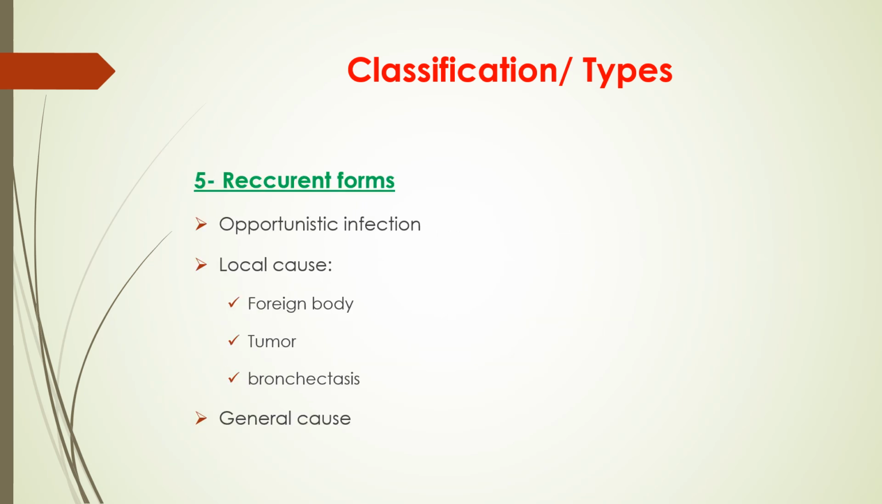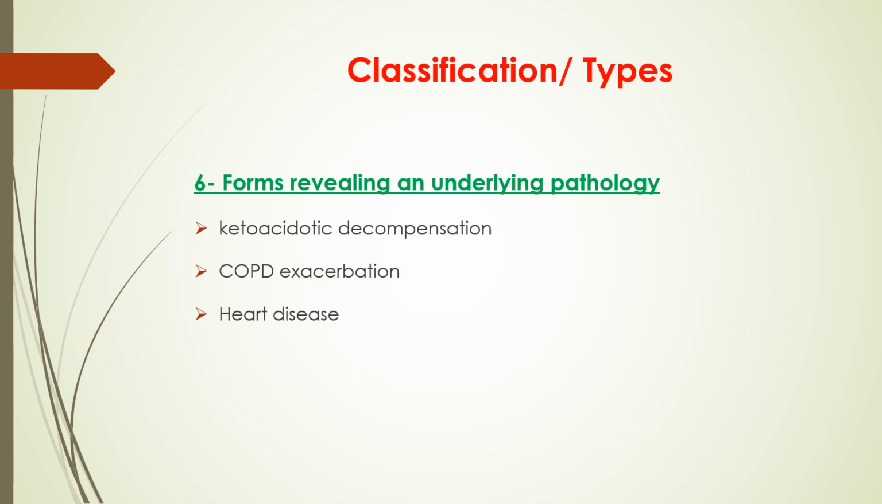We have also what we call recurrent forms, which are infections that come and go in some special conditions. It could be a local cause, like a foreign body, a tumor, or bronchiectasis, or a general cause like patients who have diabetes or HIV, and those infections are mostly opportunistic. And we have, as we have said before, forms revealing an underlying pathology like diabetes, COPD, and heart disease.